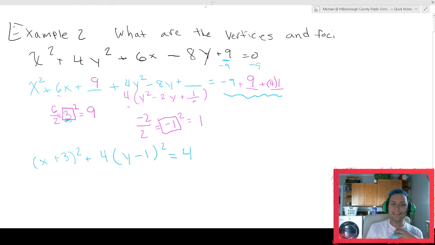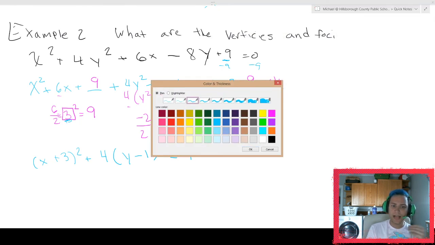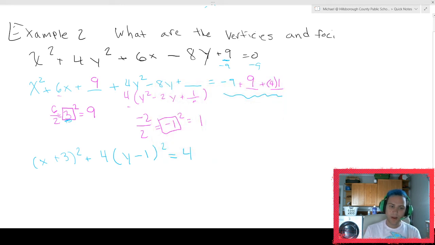The last step to getting this in its standard form is that I need to simplify this last side the rest of the way. So remember that our ellipse has to equal 1 on this side. So we're going to divide this by itself to make it equal 1. So if I divide that by 4, I'm going to divide this by 4, and I'm going to divide this by 4.